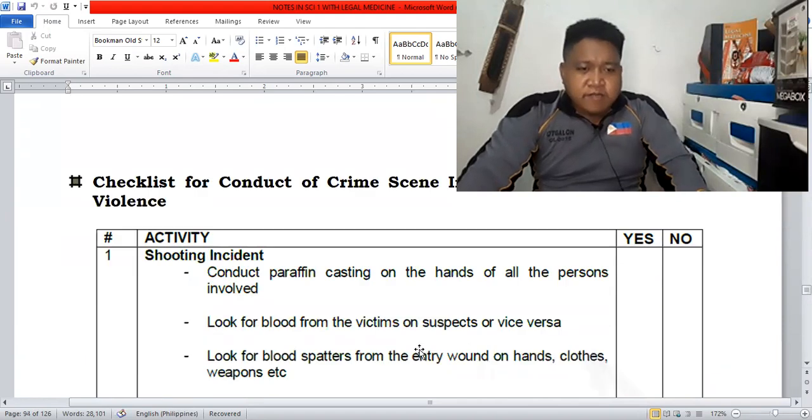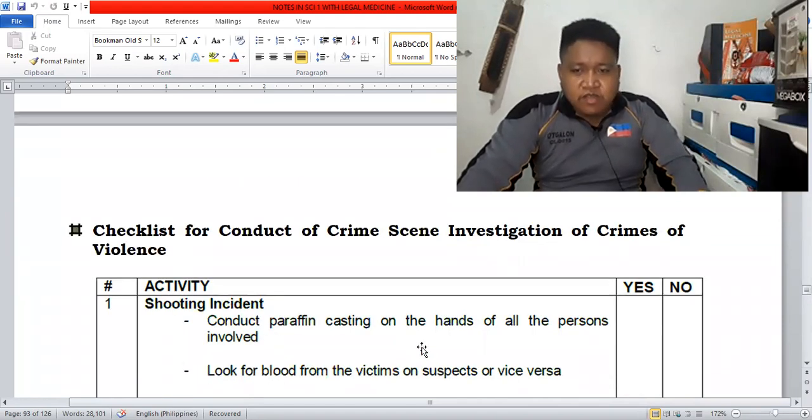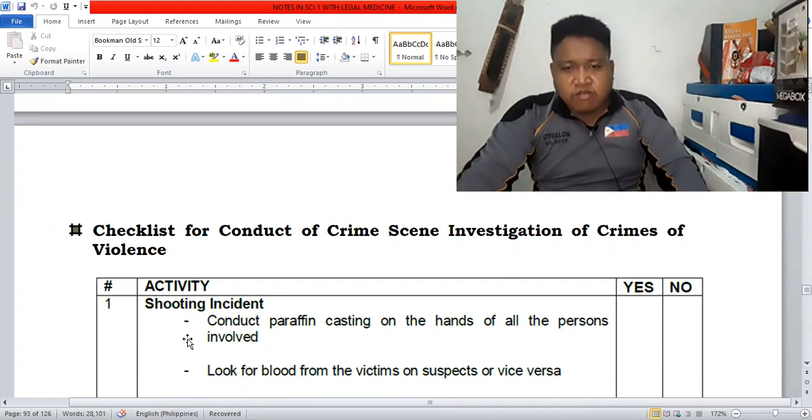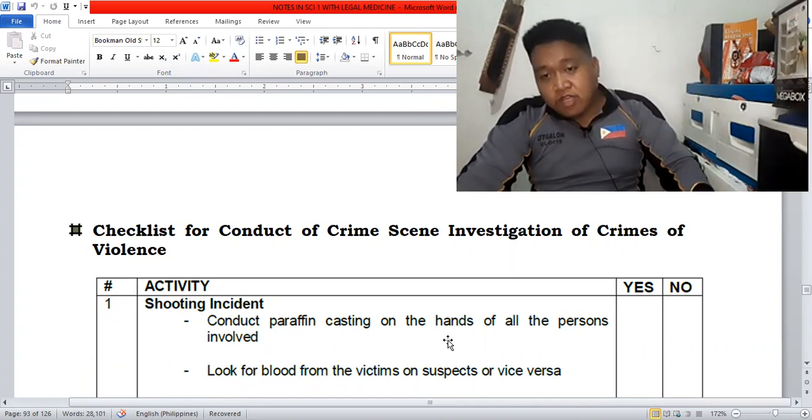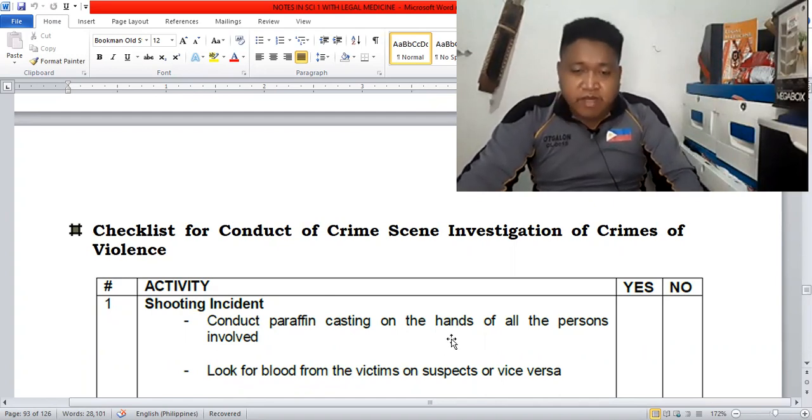Okay, so this checklist, inisa-isa niya kung ano ang dapat mong gawin. So in a shooting incident, in shooting it involves the use of firearms. Ito yung kailangan mong gawin. Number 1, conduct paraffin casting on the hands of all the persons involved para makita natin kung sila ay nagpaputok o hindi. Makikita yan through paraffin test.